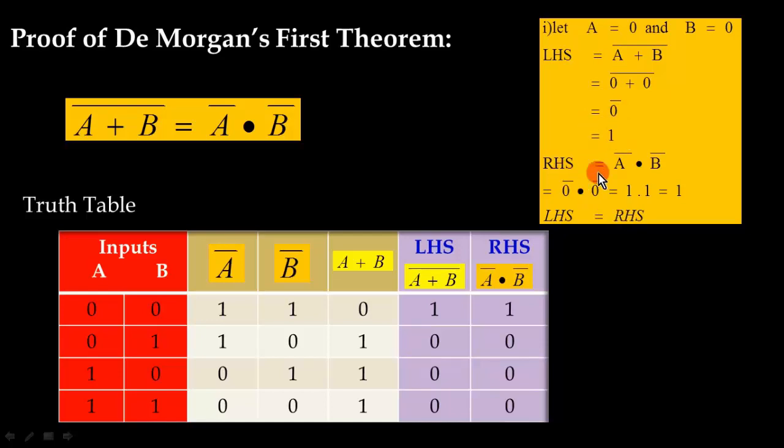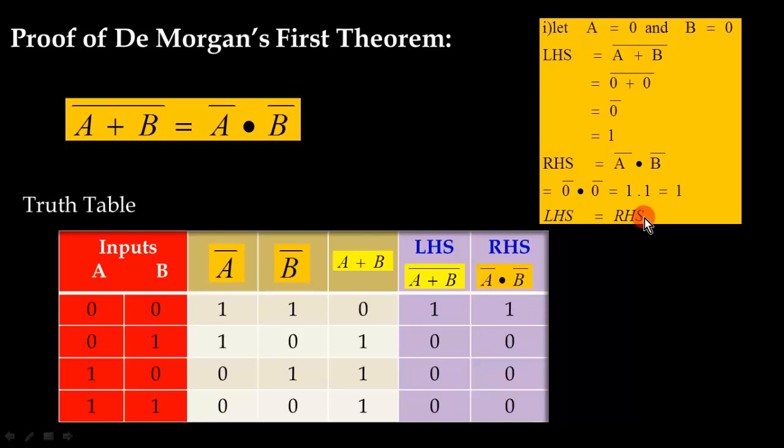Now let us consider the right hand side, A complement dot B complement. Substitute the values of A and B. So we get 0 complement dot 0 complement. 0 complement is 1, 0 complement is 1. So 1 dot 1 is equal to 1. So here we see that the left hand side is 1, and at the same time, the right hand side is also 1. So the left hand side is equal to the right hand side.